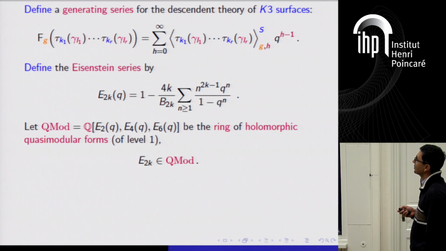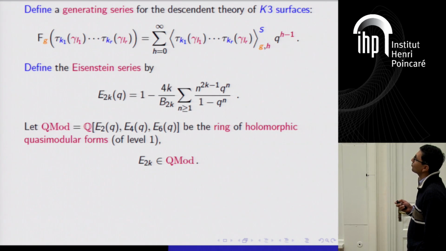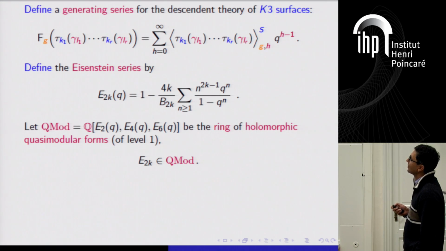And of course, it is not at all obvious from these formulas that if I look at, for example, E8, or these higher Eisenstein series, I can write them as polynomials in E2, E4, E6, but it's true. In fact, you can write them as polynomials in E4 and E6. So they all live in this ring of quasi-modular forms.